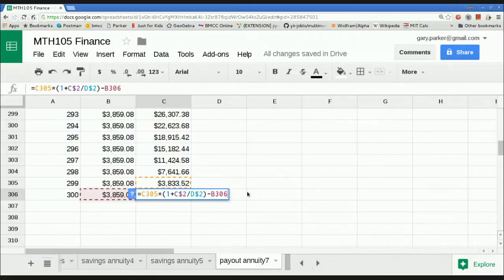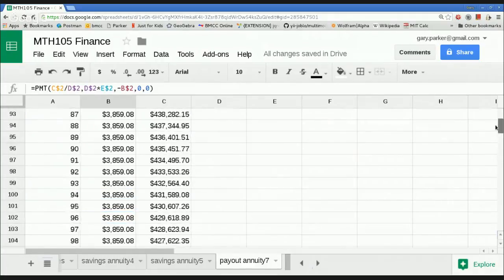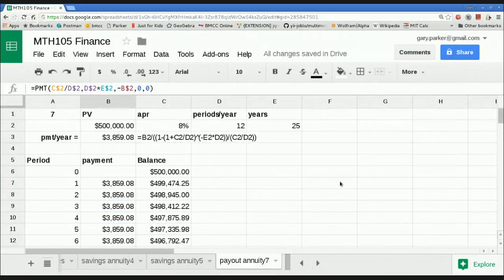And so the point was to find a payment such that as my account collects interest each month, I withdraw a fixed amount each month so that in the end I get exactly zero and I always get the same amount each month. So that's how a lot of retirement funds work. And that's called a payout annuity.